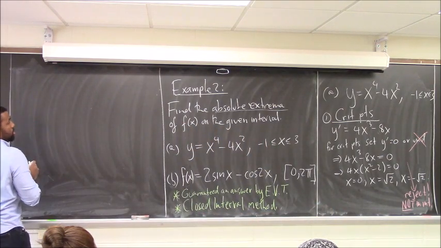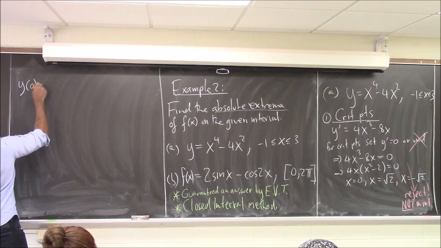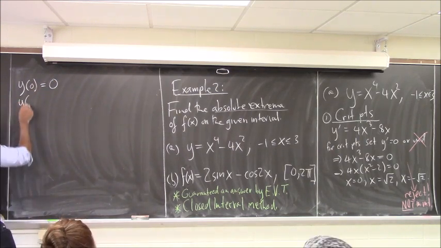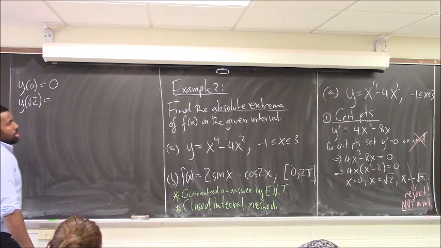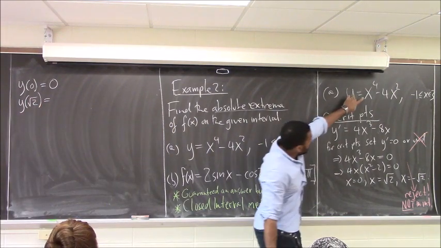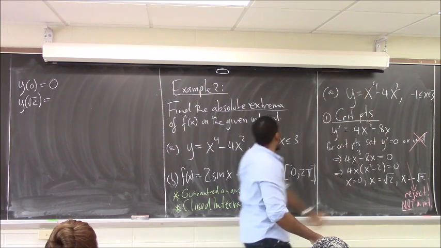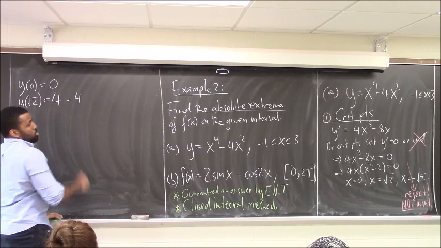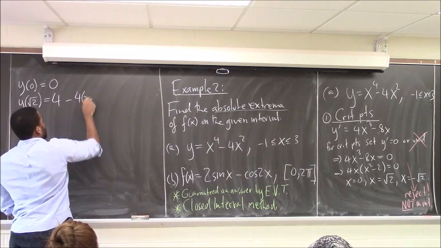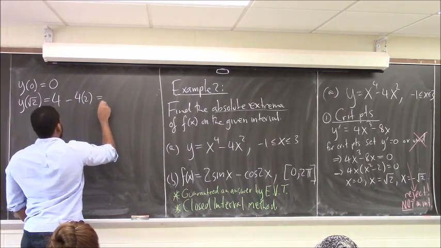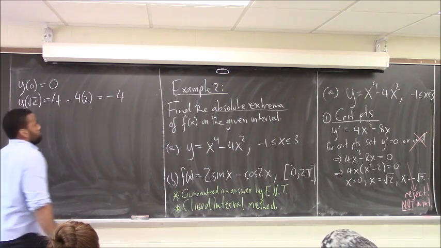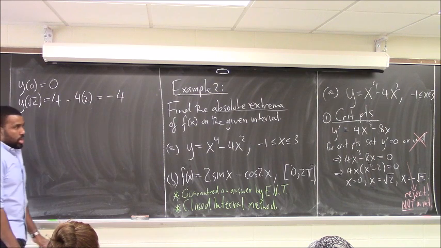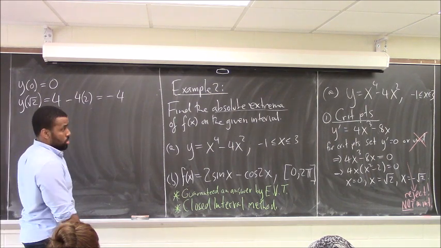Here I'm going to find y of 0, which is going to be 0. I'm going to find y of radical 2, which I plug in here. Radical 2 squared is 2, square that again, you get 4, minus 4 times radical 2 squared, which is just 2. So that's 4 minus 8, and so that's minus 4. So we found all the relevant critical points and evaluated the function at those critical points.